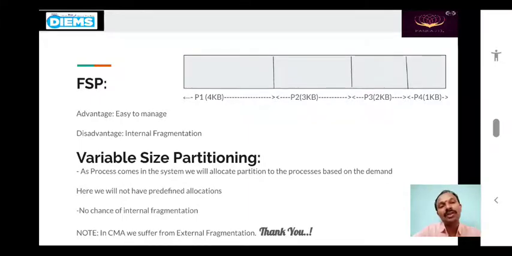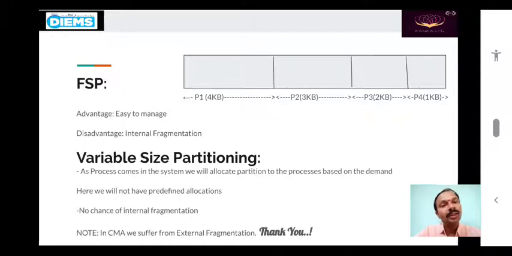In variable size partitioning, depending on the process size, the partitions will be made. So now the same diagram and the same concept, but a different type of concept. For example, process P1 is coming, which requires 4 KB. So what we have done here is allocate 4 KB of space to that particular process. In the previous diagram 1 KB of space was unused. Now here, 1 KB of space will not be unused, so there will not be any internal fragmentation, right?